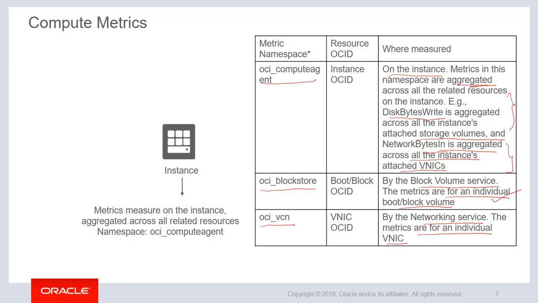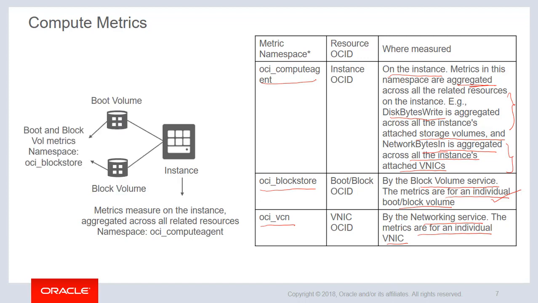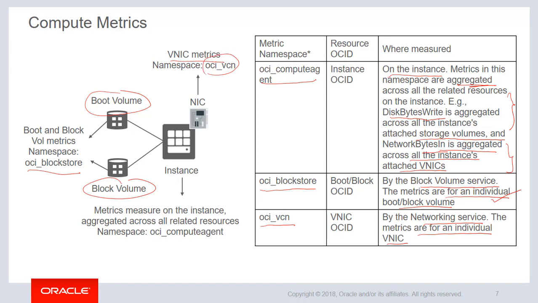So as you can see, we just discussed this. This instance has a boot volume and a block volume. So these emit the metrics, which you can access using OCI block store, and then similar to that, the virtual cloud network metrics are emitted on the virtual network interface card, and you can access them using this particular namespace. And as we said earlier, we support other services like load balancer, object storage, etc. So you have other namespaces available as well.